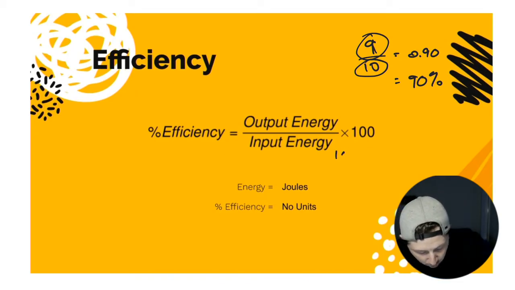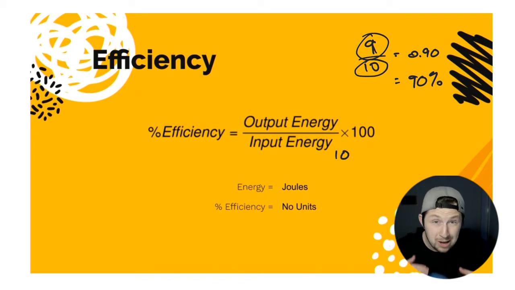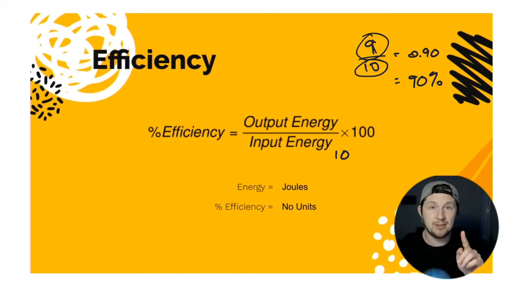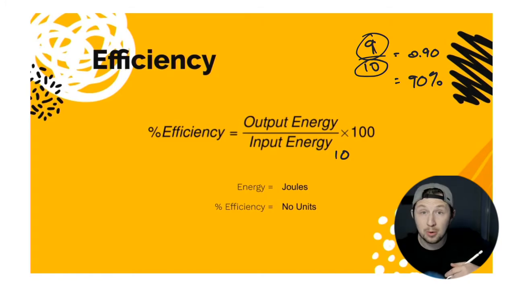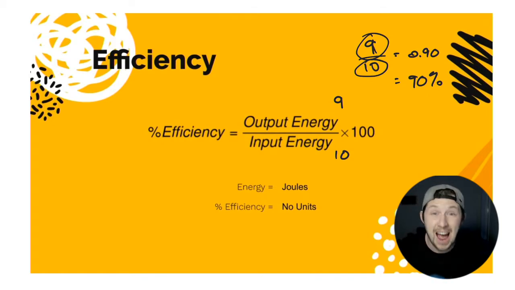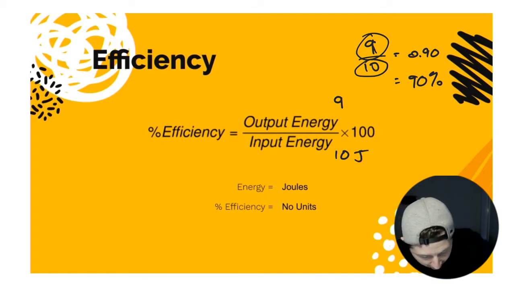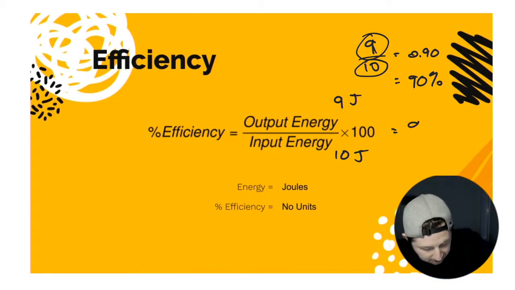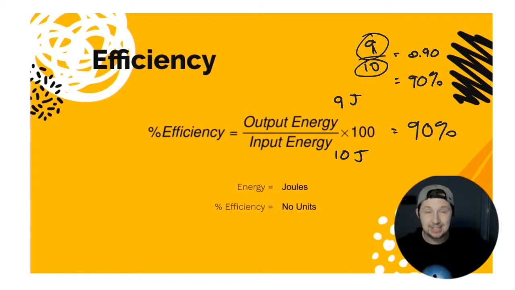Let's just say our input energy was 10. Now, we can't have more than 10. Remember, no system is 100% efficient. And so the number we're always going to get is going to be a percentage lower than 100. And so let's just say it was able to convert 9 of those units, let's say joules for now. 10 joules of input energy, and what it actually outputted when it transformed the energy was 9 joules, which meant that this system is 90% efficient.